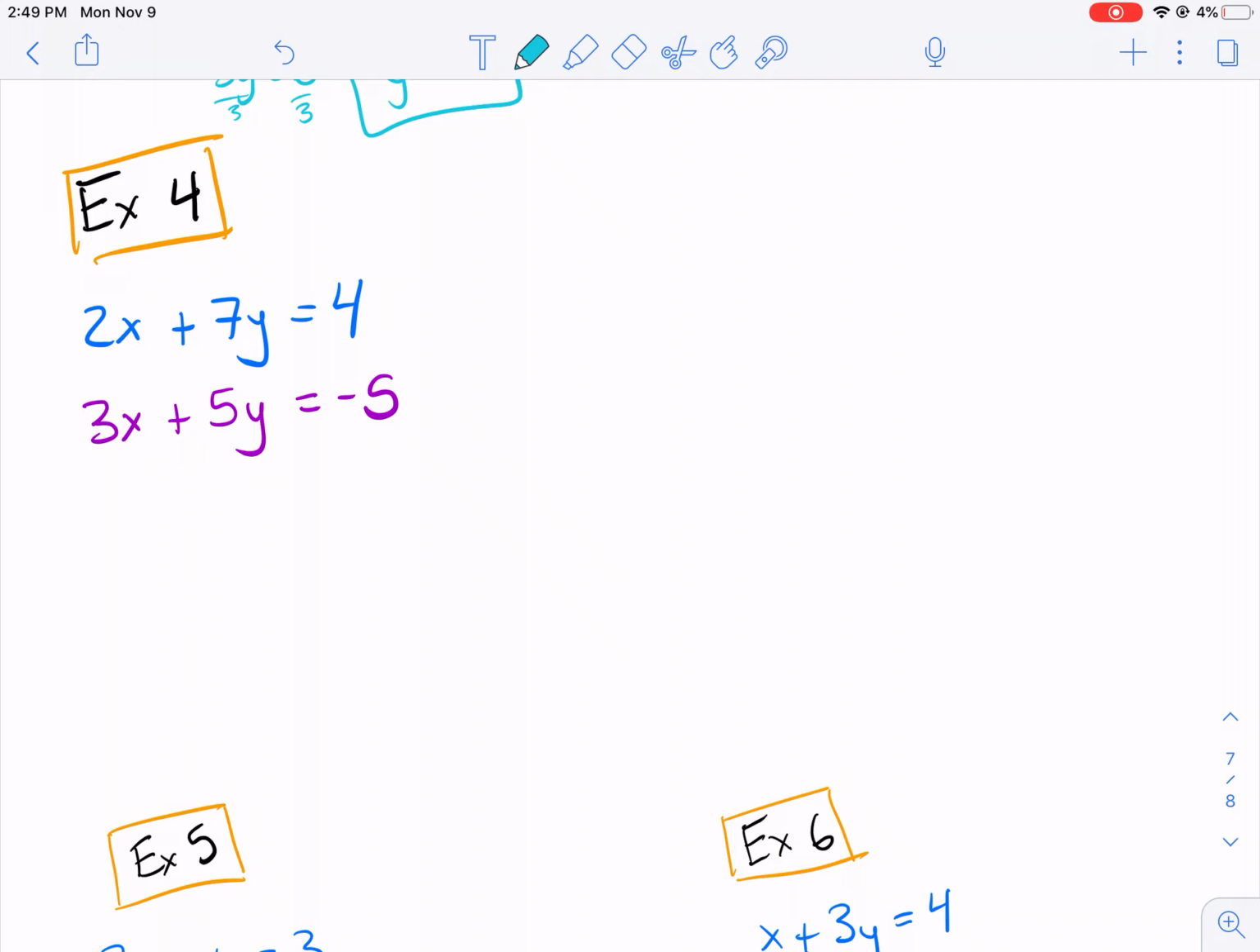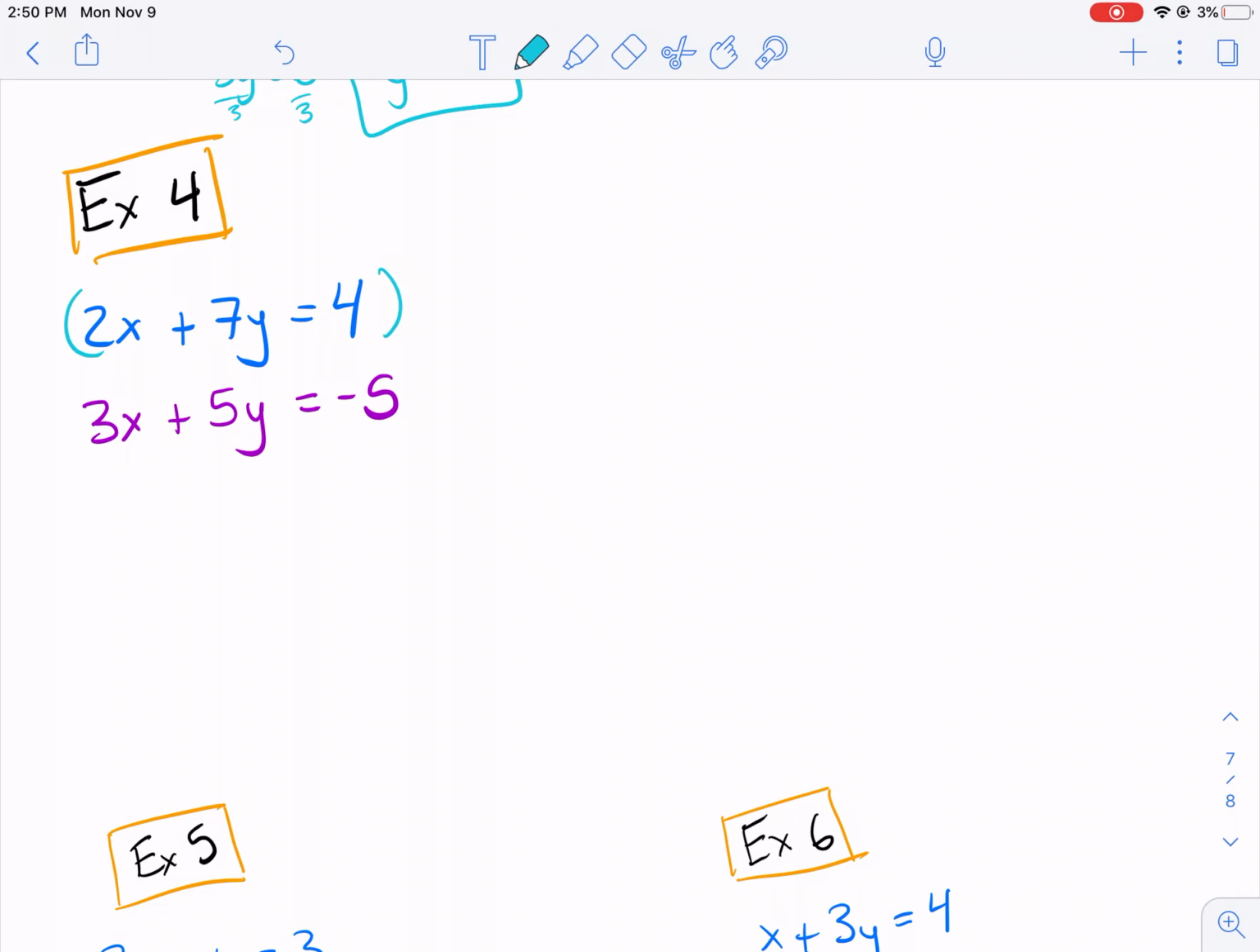Okay, with this one, I'm looking here, and it's looking like I'm going to have to multiply both equations. No matter which way I do it, either 7 and 5, or 2 and 3, I'm going to have to multiply both, because both 7 and 5 go into 35. That's their least common multiple. 2 and 3, they both go into 6. That's their least common multiple. So we're out of luck. We need to multiply both.